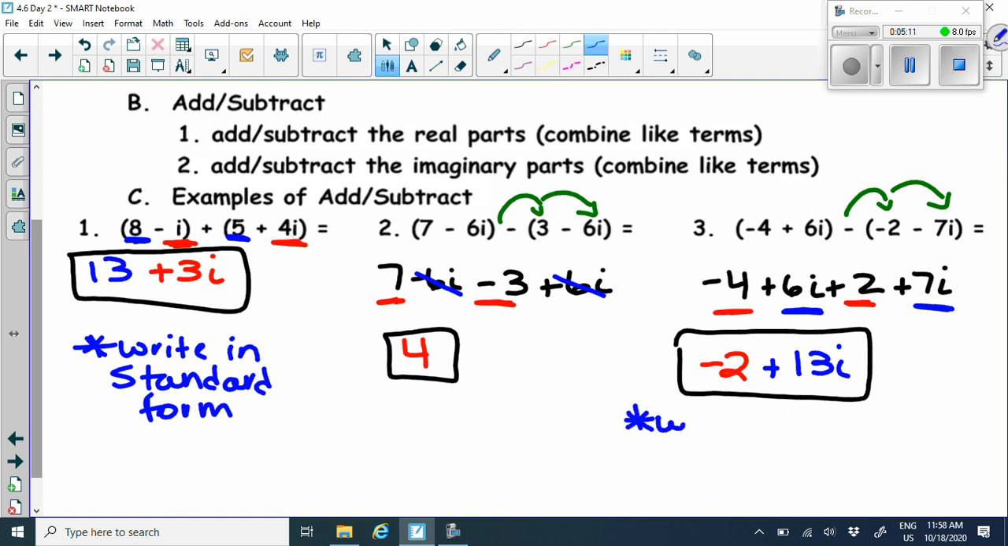Okay, make sure you watch the next video. That's going to be over multiplying. So we're going to do something very similar when we do our multiplication.